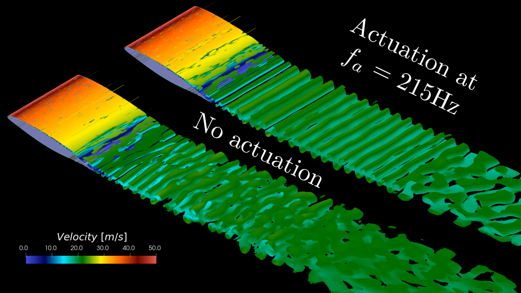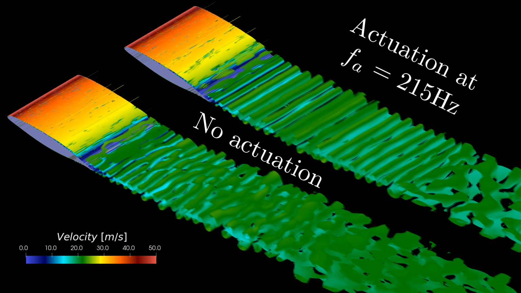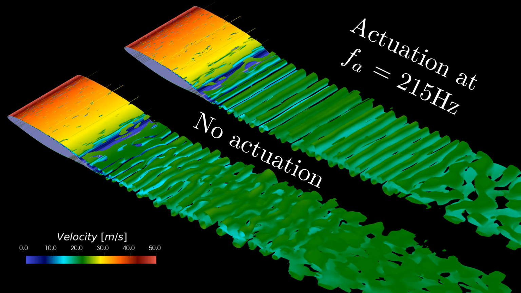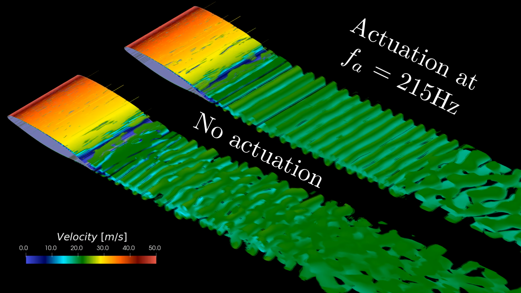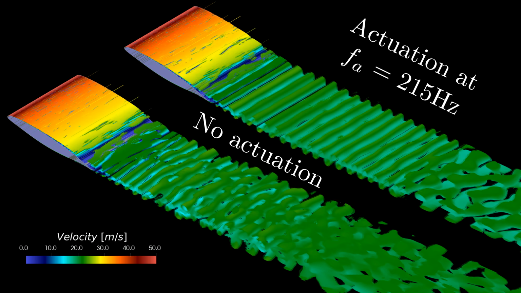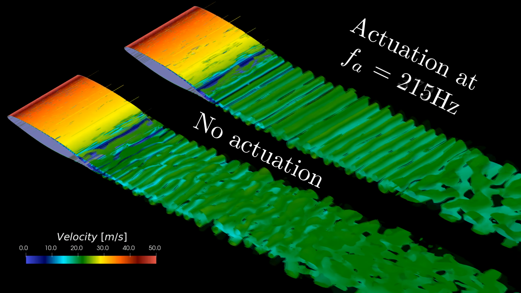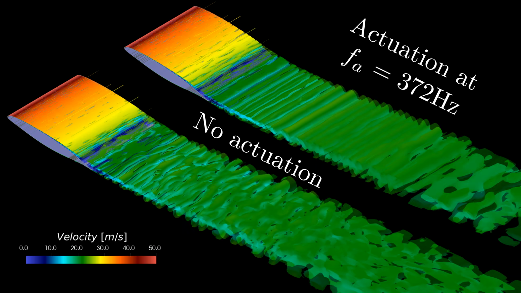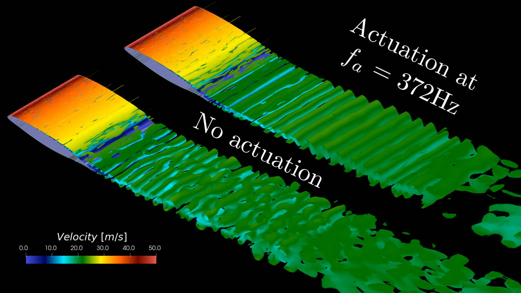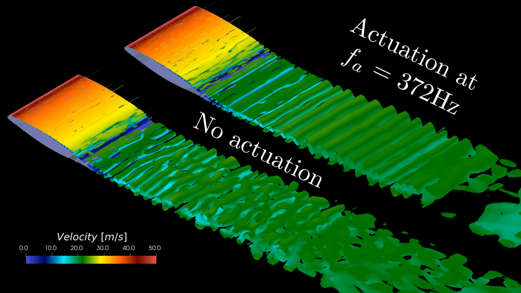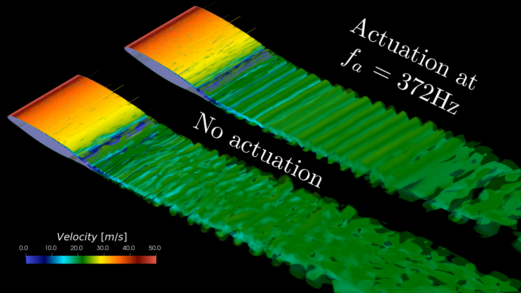Acting at 215 Hz, which is approximately the lower shear layer natural frequency, a noticeable reduction of these span-wise instabilities is already observed. The coherent structures become more organized and quasi-two-dimensional, suggesting that the morphing is effectively suppressing the secondary instability. This effect is even more pronounced at 372 Hz for the shear layer interaction mode, where the flow exhibits a strongly bidimensional character, with the span-wise coherent structures nearly completely suppressed.